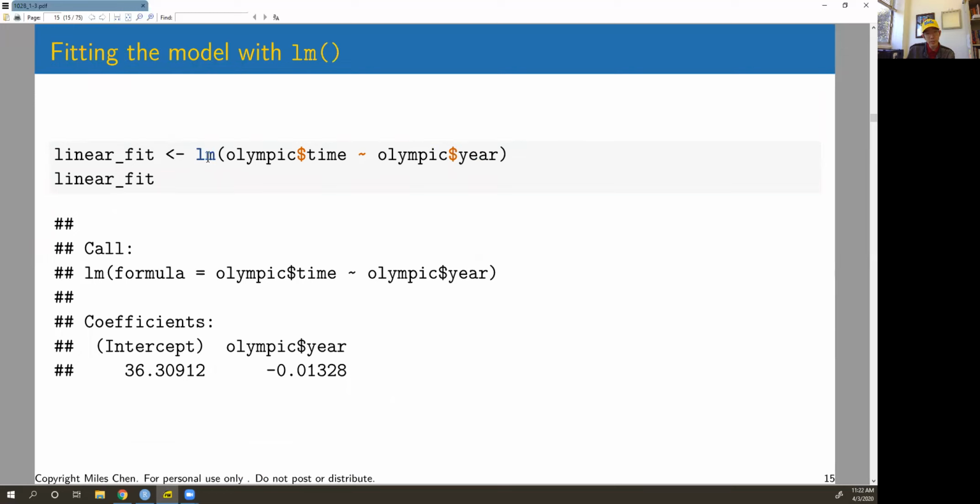If we just use R's lm function, we get the coefficients: the intercept to be 36.309, and the slope to be negative 0.01328. Basically saying every year that goes by, our prediction for the gold medal time would drop by about 1/100th of a second, and every 4 years, about every Olympic interval, our prediction drops by around 5/100ths of a second, 0.05 ish, something around there.